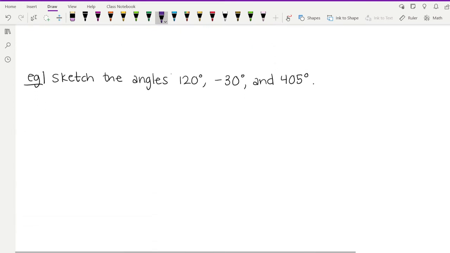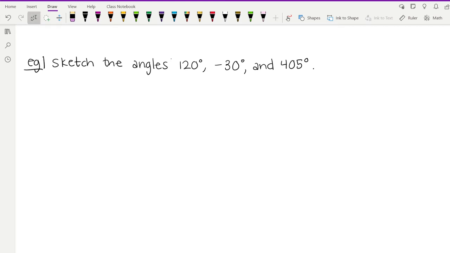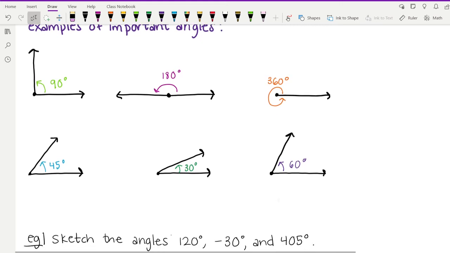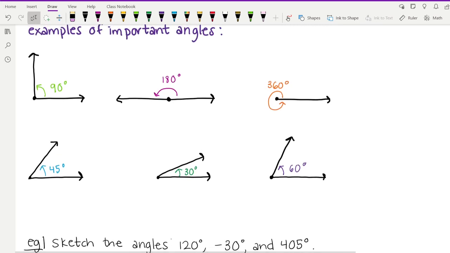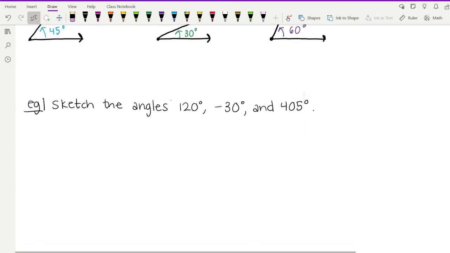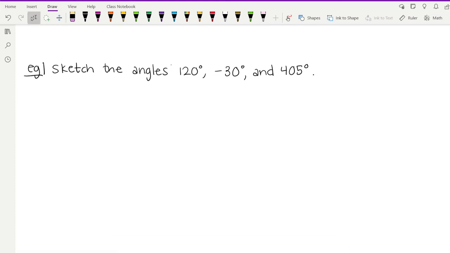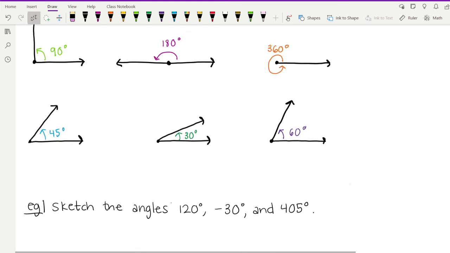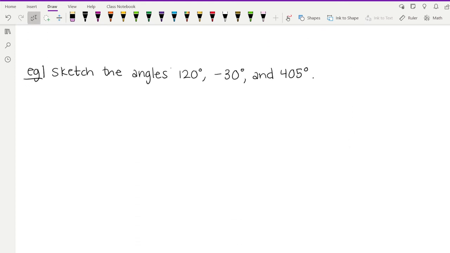Okay, let's do some practice with sketching some angles. So kind of using what we know in terms of what these angles look like and seeing how we might use these familiar angles to sketch some other angles. So we want to sketch 120 degrees, -30 degrees, and 405 degrees. When I say sketch them, basically our pictures are going to look something like these, right? We're going to have an initial and a terminal side, and then draw an arrow to represent the rotation. So I'd recommend pausing the video at this point and trying this yourself, and then coming back to see how it goes.